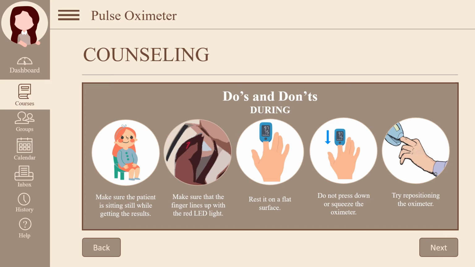During the use of the pulse oximeter, make sure the patient is sitting still while getting the results. Make sure that the finger lines up with the red LED light. Rest it on a flat surface. Do not press down or squeeze the oximeter as this may produce inaccurate results. And if having difficulties in obtaining a reading, try repositioning the oximeter and move it to another finger.